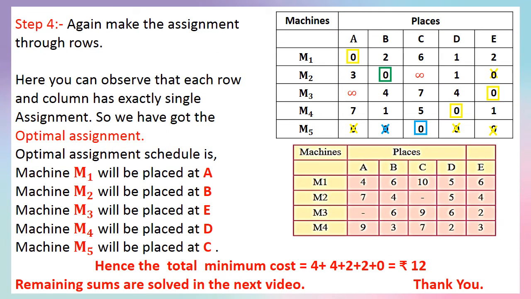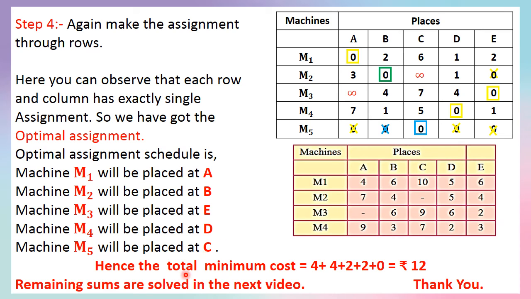Now we have only a single zero left for the assignment, that is second row, second column, this zero. It is the only single zero in this row, so we can make the assignment. So we finished the assignment and crossing out zeros, and you can notice that there is a single zero in each row and each column. So we say that we got the optimal solution. And we can write machine M1 will be placed at A, machine M2 will be placed at B, M3 will be placed at E, M4 will be placed at D, and M5 will be placed at C.